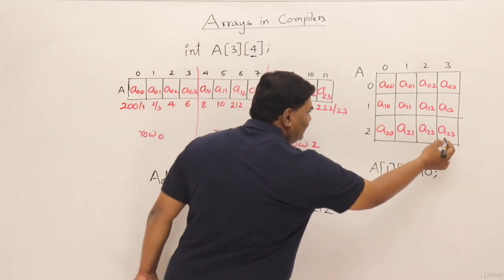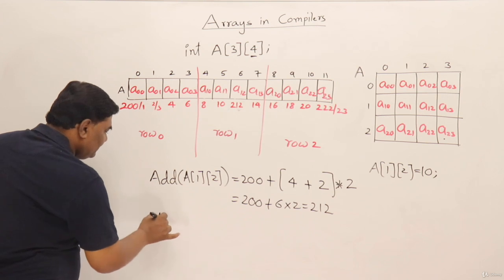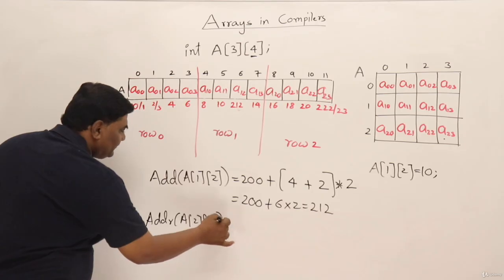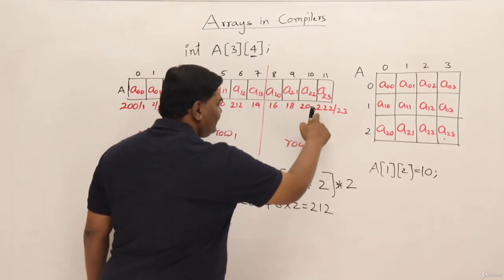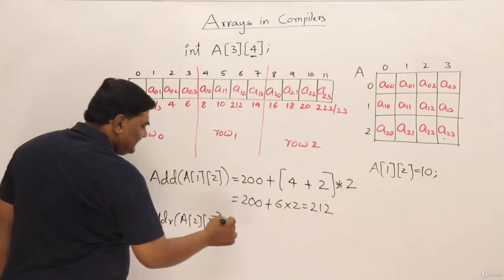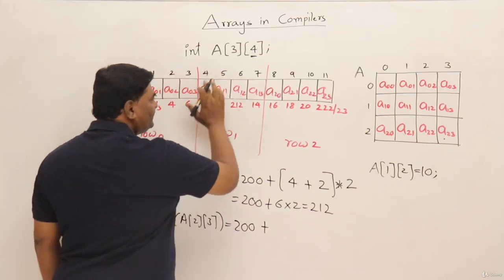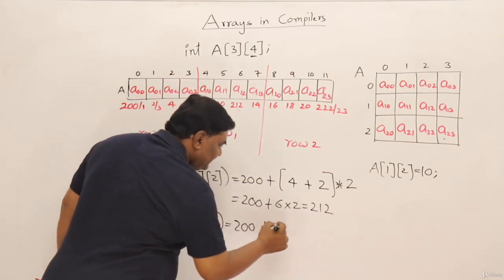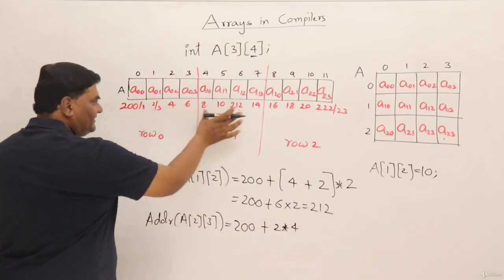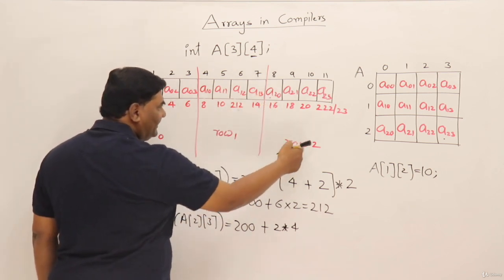Let us take this element 2, 3, A of 2, 3. So the address of A of 2, 3. If you see, A of 2, 3 is at address 222, so I should get this one. Now let us follow the same method. First take base address 200. Then from here I should skip 2 rows. So 2 rows means 2 into 4 elements in each row. Thus I will be in the beginning of this third row, that is row index 2.